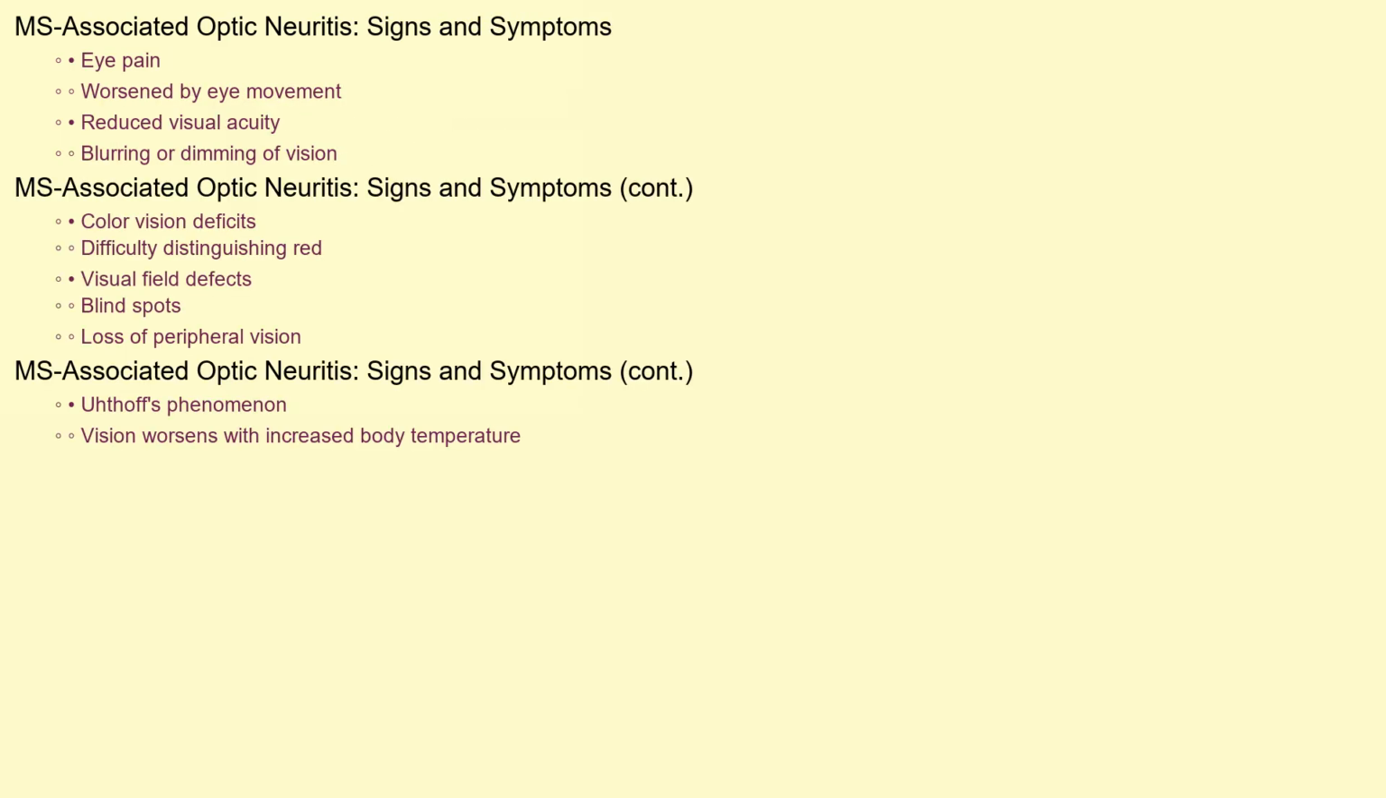The signs and symptoms of MS-associated optic neuritis can vary from person to person, but some common indicators include eye pain, often worsened by eye movement, reduced visual acuity, meaning blurring or dimming of vision, color vision deficits, particularly difficulty distinguishing red colors, visual field defects, such as blind spots or a loss of peripheral vision, and sensitivity to heat, known as Uhthoff's phenomenon, where vision temporarily worsens with increased body temperature.